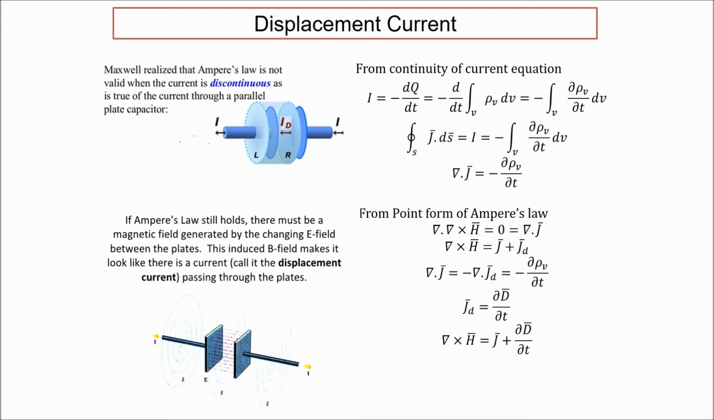Now if we consider Ampere's law that we obtained before, we know the curl of H is equal to J.